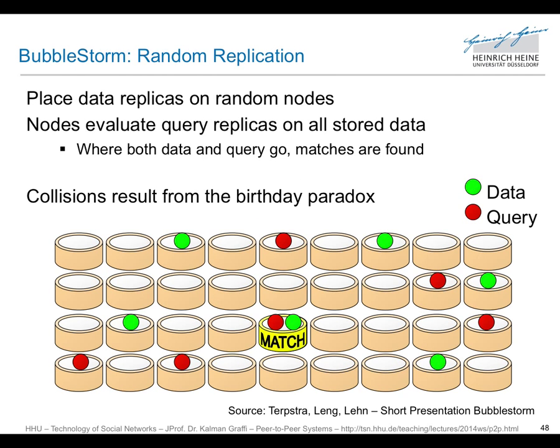And bubblecast is used to spread, like I said, the announcements, so the data information. These buckets are representing nodes, and the green points are the announcements, and the red nodes are the queries. And we have some points where we have a match, and this node can answer the query and tell either give me the data or give me the information where the data is.